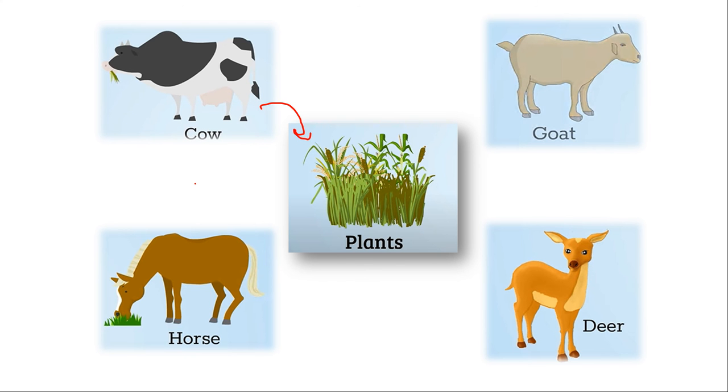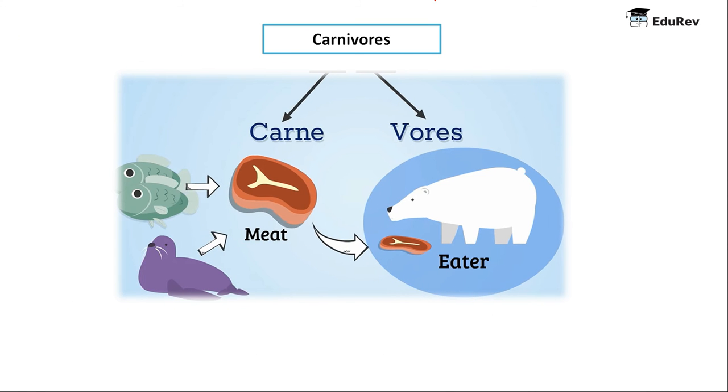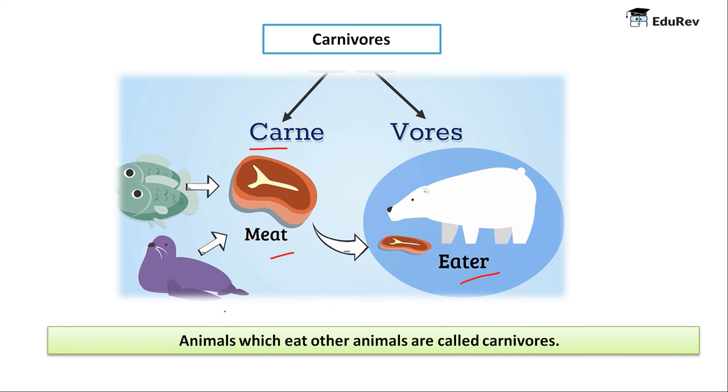Let's come to the second type of animals, which are carnivores. What are carnivores? The word carni means meat and vores means eater. So those animals which are meat eaters are called carnivores. Those animals which eat the flesh or meat of other animals are called carnivores. What are the examples of carnivores?